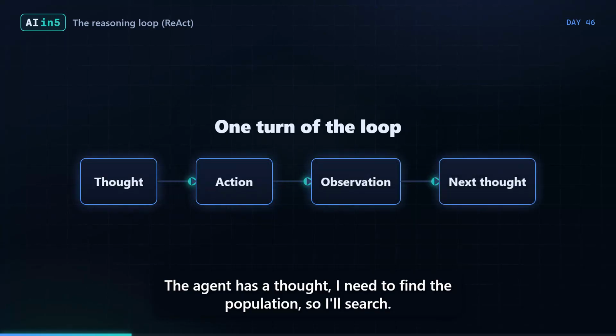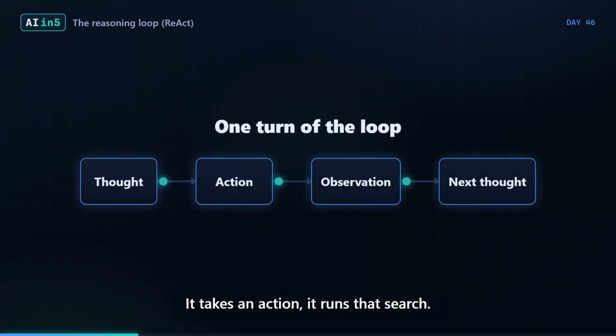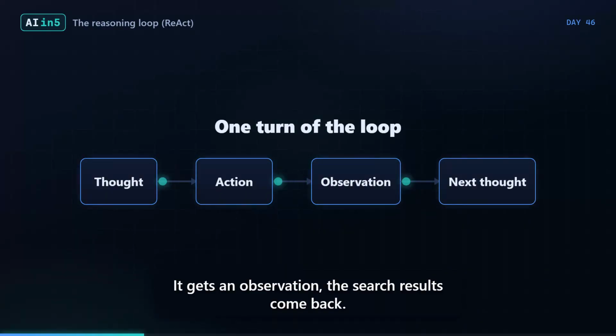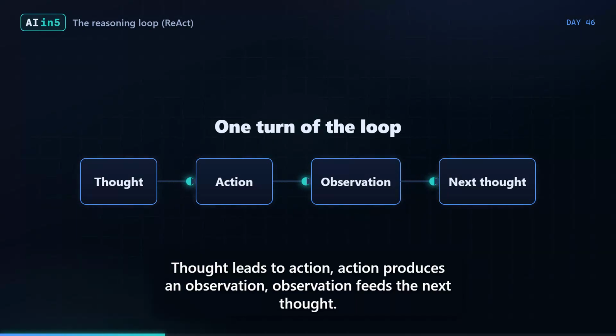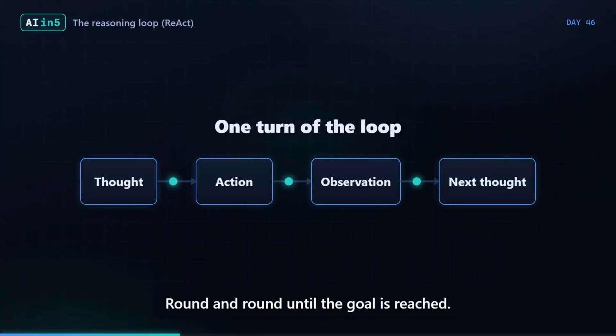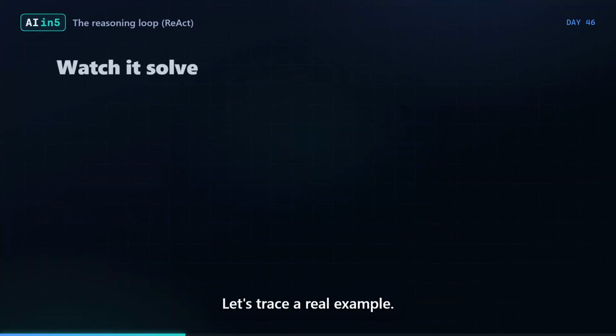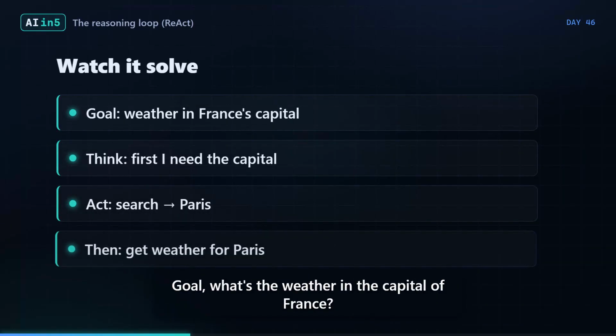Here's one turn. The agent has a thought: I need to find the population, so I'll search. It takes an action, it runs that search. It gets an observation, the search results come back. Then comes the next thought. Okay, the page says 12 million. That answers it. Thought leads to action. Action produces an observation. Observation feeds the next thought. Round and round until the goal is reached.